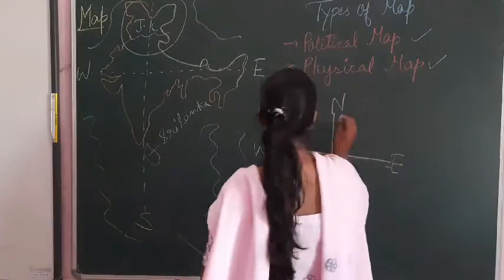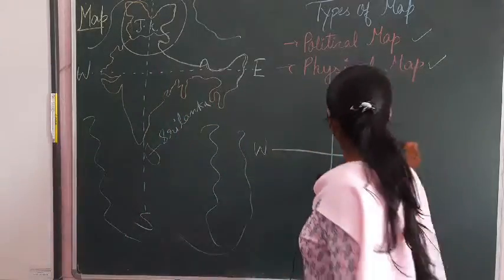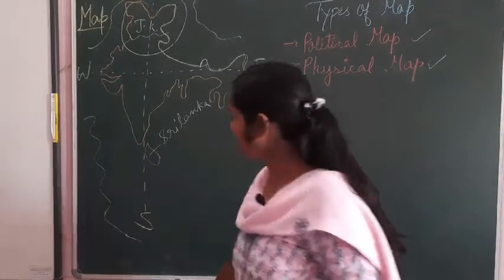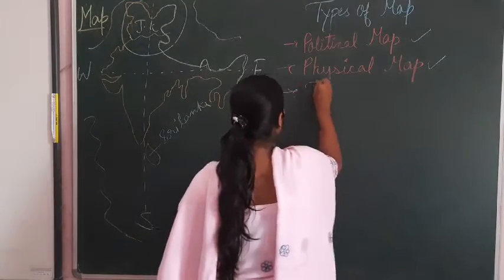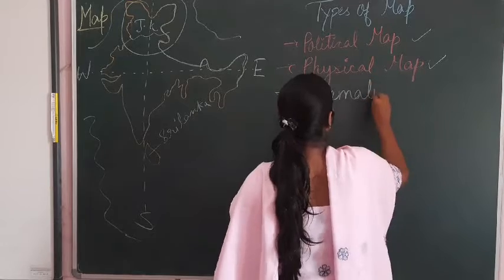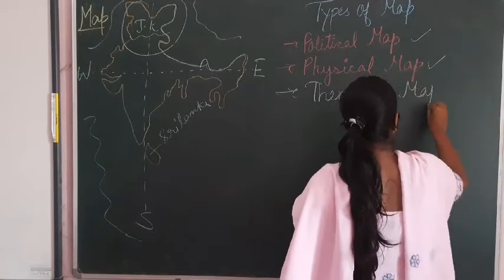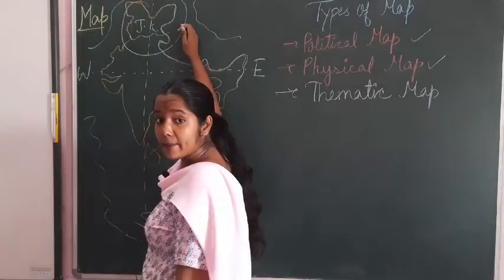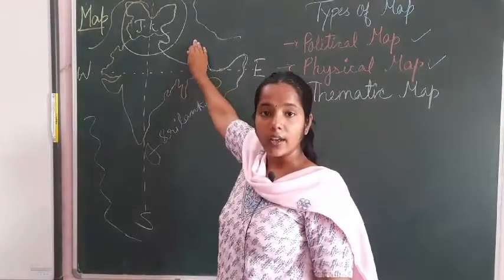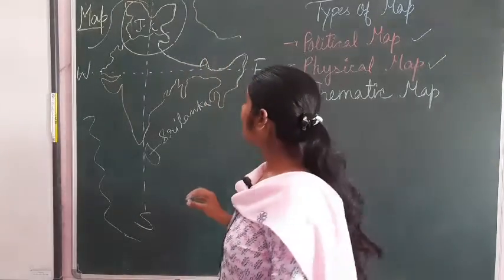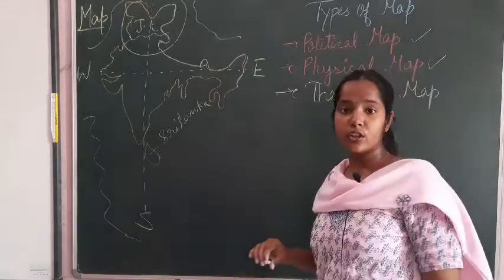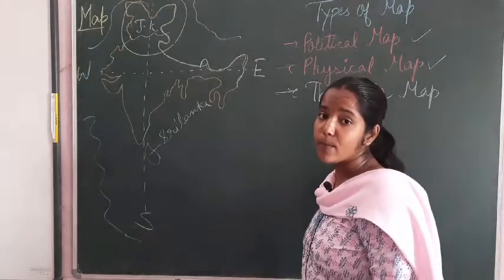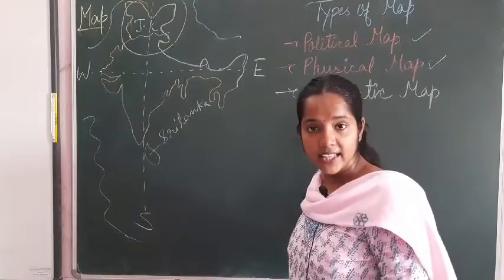Now what is a thematic map? If I take the example of Jammu and Kashmir, this is a very cold region of India, like the coldest region. So if there is an indicator which is indicating that Jammu and Kashmir is a very cold place, it is under a thematic map. In this map you will see the temperature of the places.